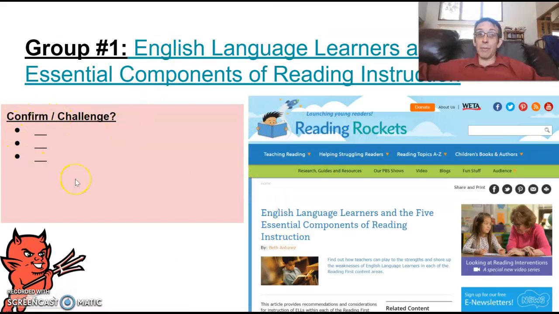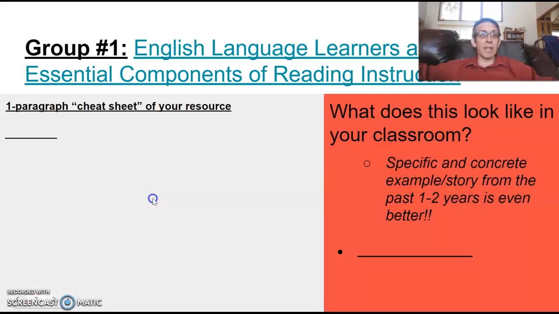I wanted to have a space for a confirmation of your beliefs or maybe a challenge, knowing that we're all educators who have gone through some ELL best practices. Maybe you're like, nope, I have this evidence over here that shows this is not best practice. Those conversations are totally fine. And then the cheat sheet, as well as what it looks like in your classroom.